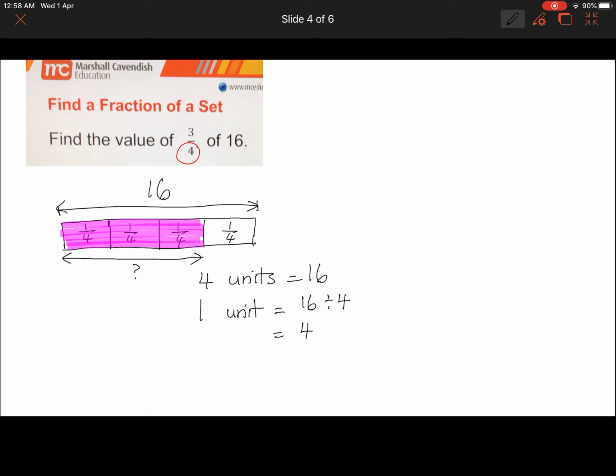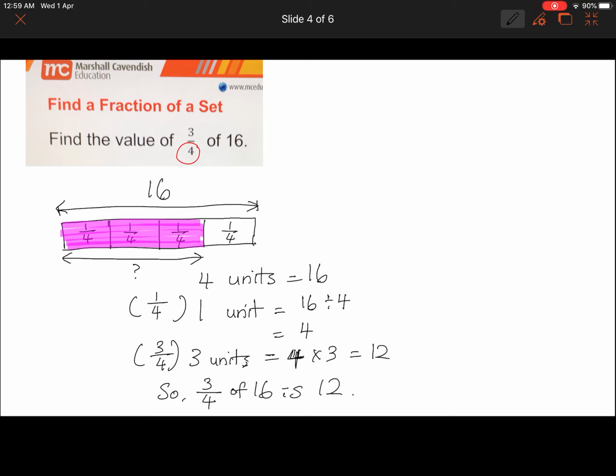So the number of units that are shaded are 3 units. And once again, 1 unit, if you've forgotten, is 1/4. So 3 units is 3/4. And this will be 4 times 3. And this will give me 12. So 3 out of 4 of 16 is 12.